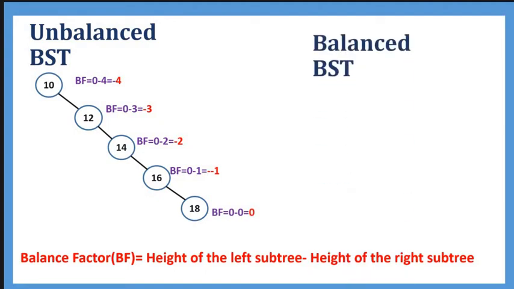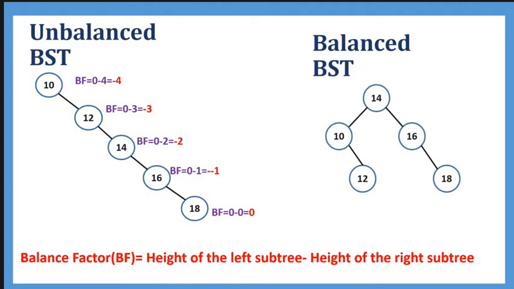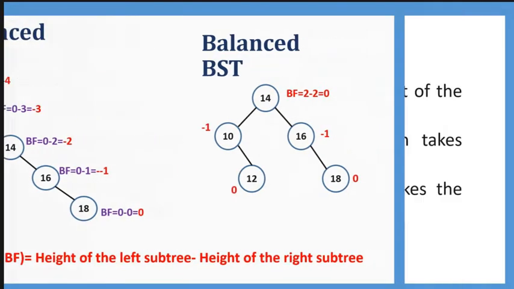Now for a balanced binary search tree, if you take 14 as the middle element or the parent, then 10 and 12 go to the left subtree and 16 and 18 are on the right subtree. Since the height is balanced, let us see the balance factor of each node. Balance factor of 14 is 2 minus 2, that is 0. Balance factor of 10 is 0 minus 1, that is minus 1. Then for 16, 0 minus 1 is minus 1. For 12 and 18 it is 0.